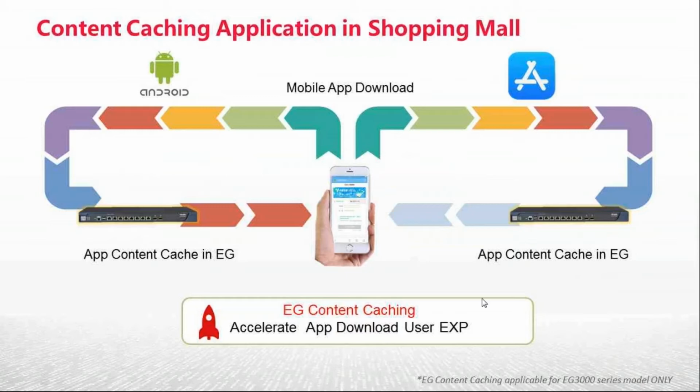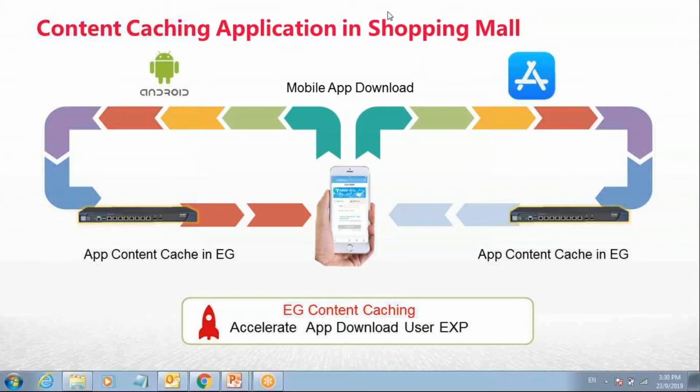Content caching. This is the video just now, you all have had a look already. This is the caching of content to accelerate app downloads for the user experience. It means storing the app's content in the EG, and the user will download the apps from the EG, for Android and also iOS. Both can be done.